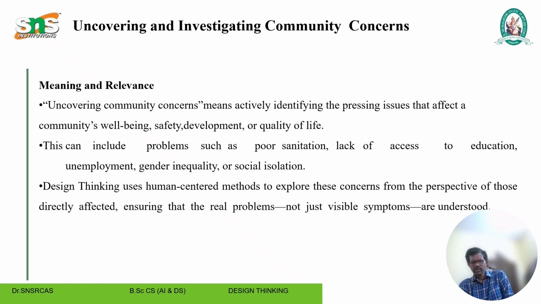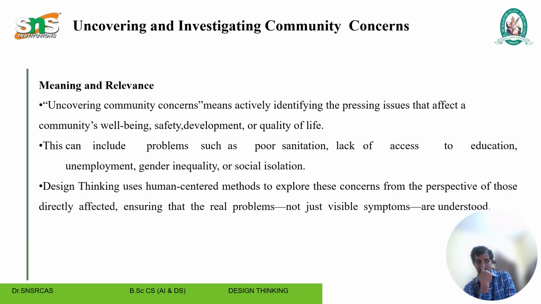Next, we can also include problems such as poor sanitation and a lack of education. Suppose people have a very good education, they can understand the situations and avoid such problems, because they can be educated from their knowledge. Then we can have unemployment, and also problems specifically with gender inequality or social isolation.